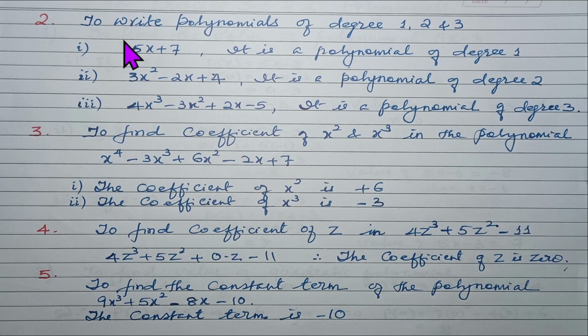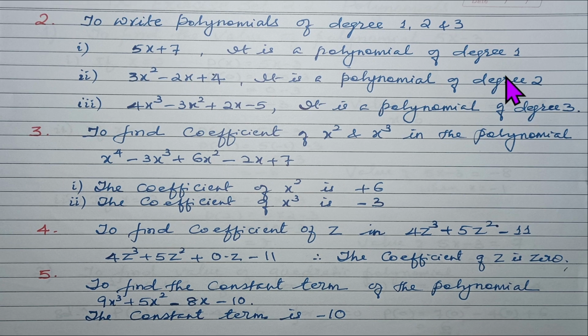Now coming to the second example, to write the polynomials of degree 1, 2 and 3. So we have to write polynomials ourselves of degree 1, degree 2 and degree 3. Now first degree polynomial means a variable which has got a power of 1, and therefore we have the polynomial 5x plus 7, which is a polynomial of first degree.